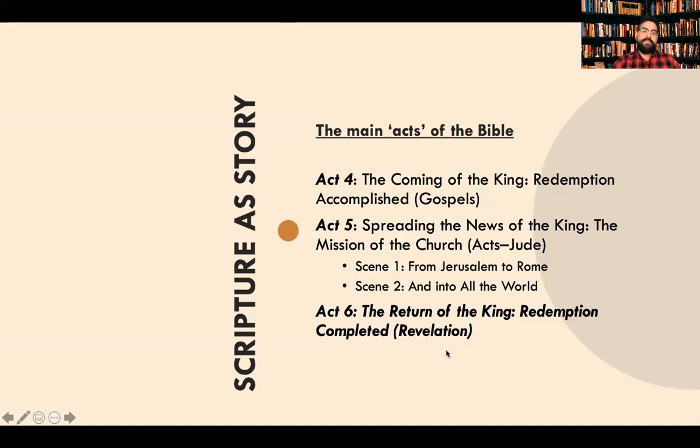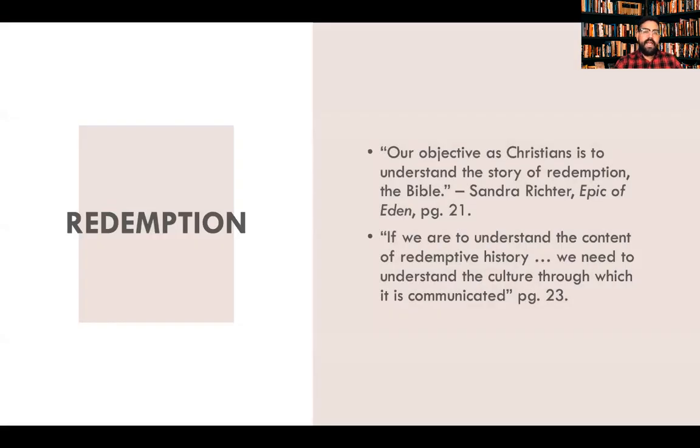Today we're really going to focus in on redemption as the main theme of the Bible. We have a couple of quotes here from Sandra Richter. It says, our objective as Christians is to understand the story of redemption, the Bible, and that if we are to understand the content of redemptive history, that is the story of Scripture that we've been looking at thus far, then we need to understand the culture through which it is communicated.